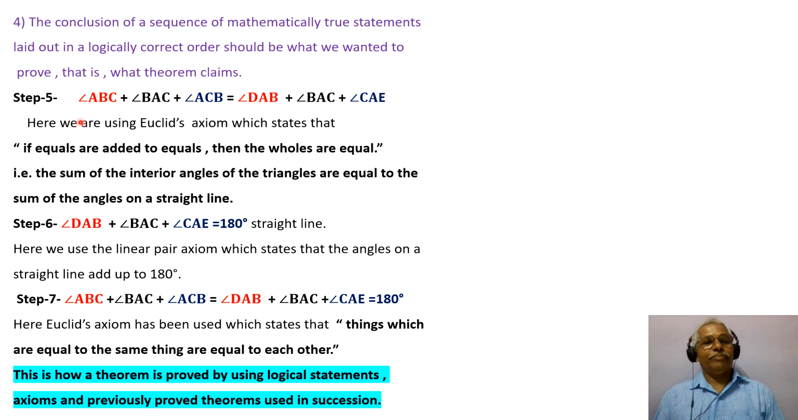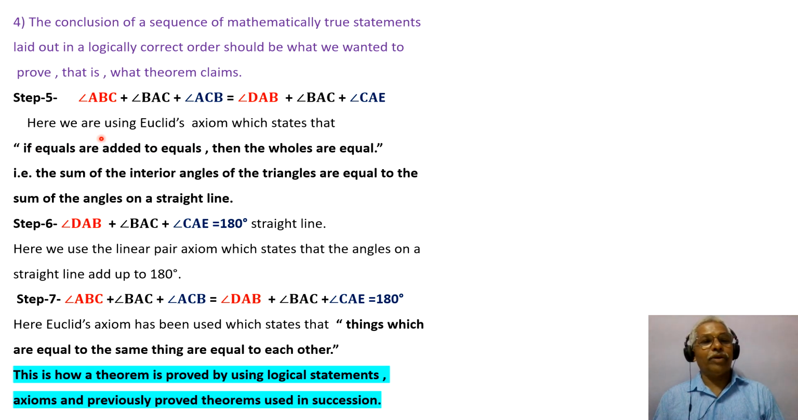Now step 5. Can I refer to the previous slide? We have done this there. Angle ABC plus BAC plus ACB. These are the sum of the angles of the triangle, which are given equal to DAB plus, you can recall this in the previous slide, plus BAC plus CAE. Now we have used Euclid's axiom. We will just see which one was that.